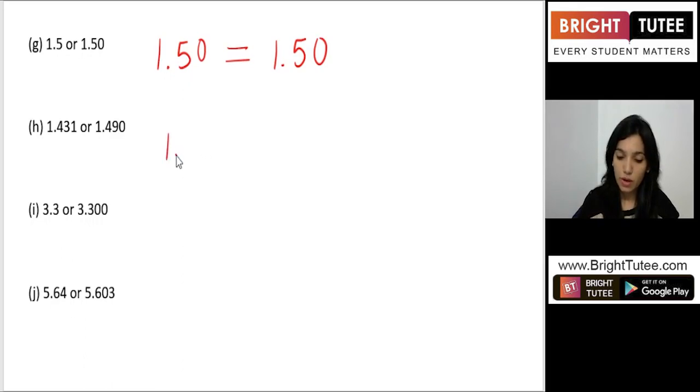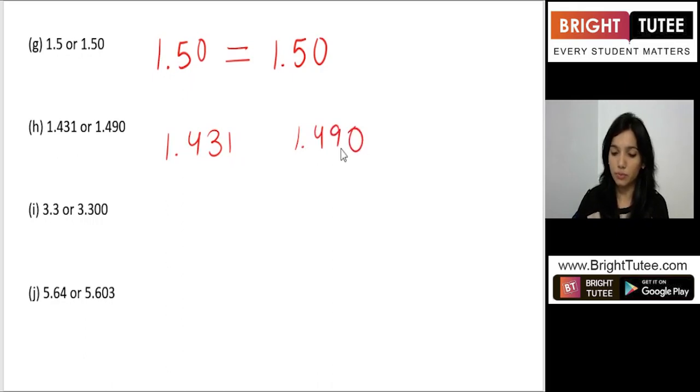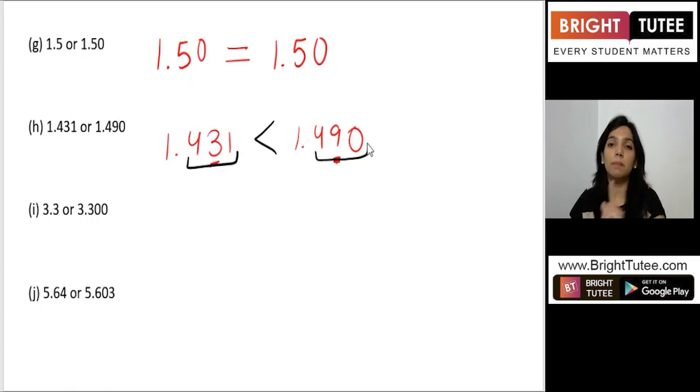The next one is 1.431 and the other one is 1.490. So comparing the numbers, the wholes are equal, the tenths are equal, at the hundredths place, here we have a 3, here we have a 9. So which number is bigger? 1.490 is bigger. So make sure that you will never make the mistake that here we read this as 431 and here we read this as 490. Don't do this. Keep on comparing the tenths with the tenths, hundredths with the hundredths, thousandths with the thousandths. Okay, that's very important. Just compare the numbers depending upon their place value.